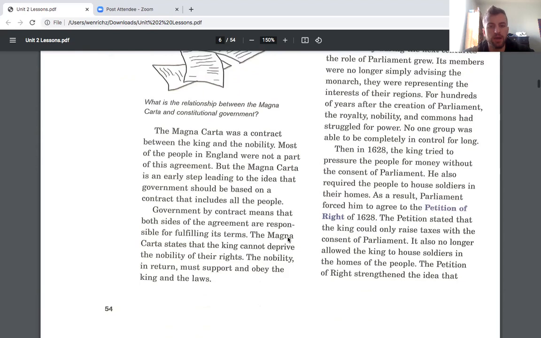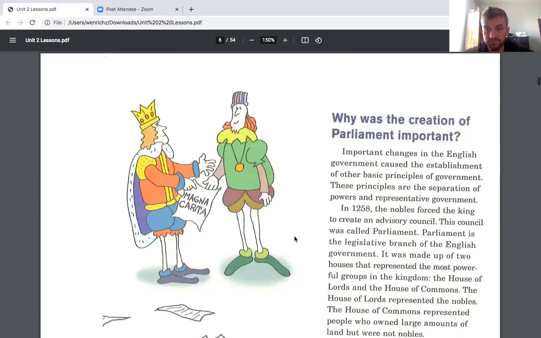Government by contract means that both sides of the agreement are responsible for fulfilling its terms. The Magna Carta states that the king cannot deprive the nobility of their rights. The nobility, in return, must support and obey the king and the laws.